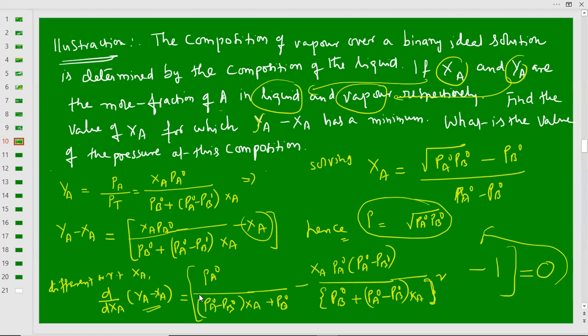So the XA value you will get, and that is nothing but the answer to the first question: what is the value of pressure at this composition? The value of pressure at this composition is the square root of PA naught into PB naught. It won't come in a minute, so you have to solve it, then you will get this value. I hope you will cross check the simplification.